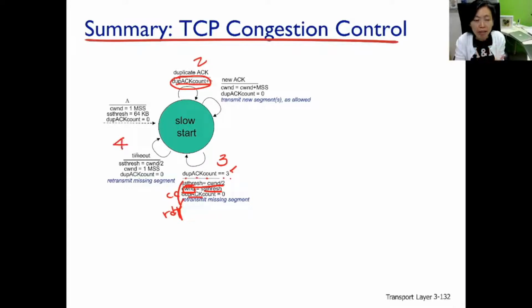Transition 4, this is also packet loss, but this is packet loss detected by having a timeout. So in this case, the congestion control says we need to set SS thresh to half of the window size, and the window size all the way down to 1 packet, and then reset the dupe ACK count. And then from here, the RDT mechanism is to retransmit the missing segment. Because in this case the congestion window is set to 1 packet, we only retransmit 1 segment, no matter how many packets or bytes are in the sliding window.